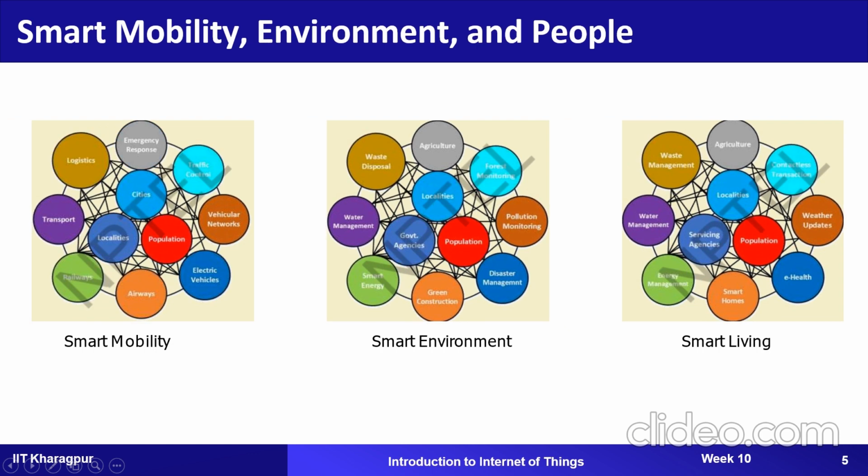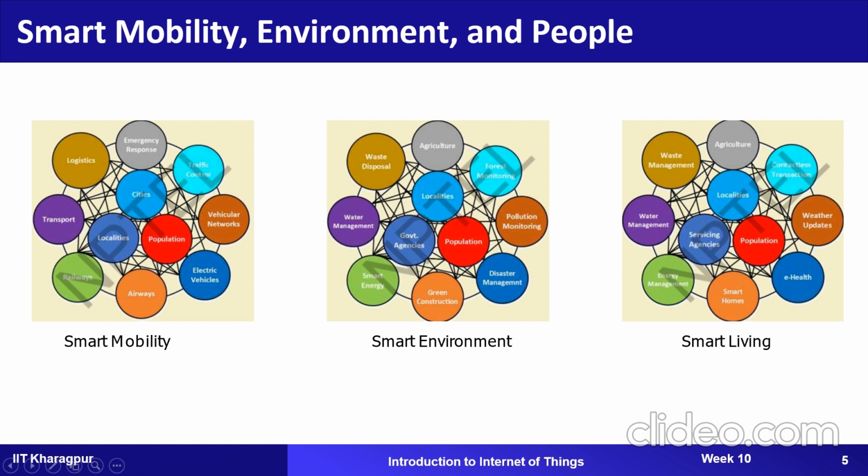Now smart mobility. Here also there are three main components, that is your locality, cities and population. These are interacting with other components in order to make the mobility smarter. In the case of smart mobility, the other components are those responsible for moving a person from one place to another, or moving an object from one place to another.